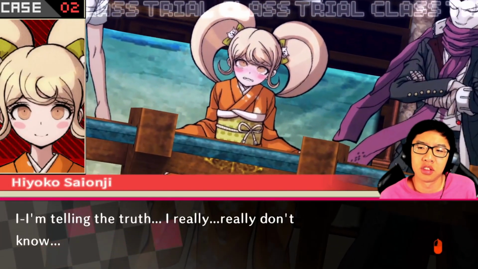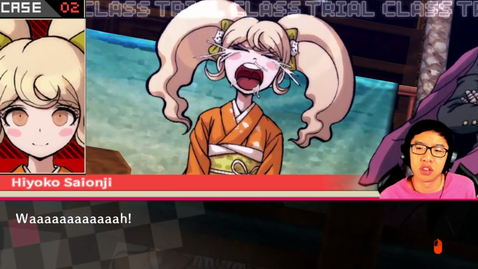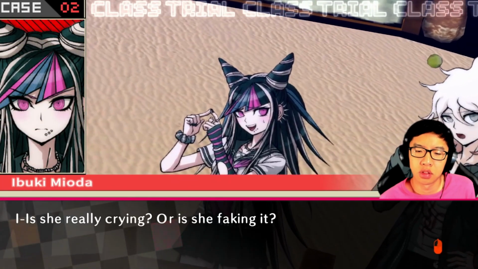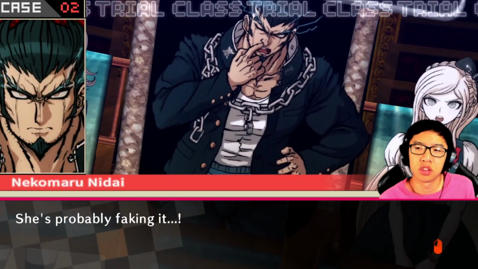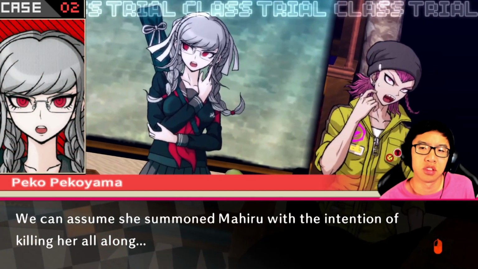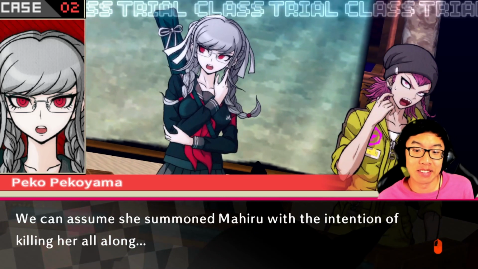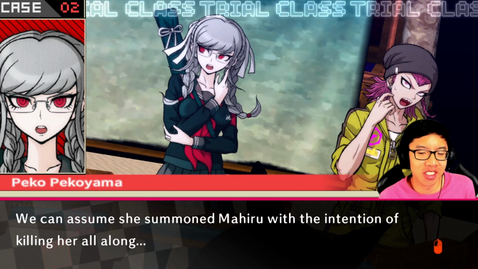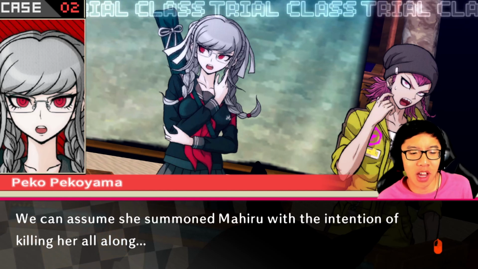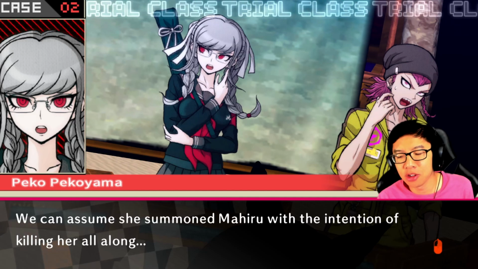I really don't know. Is she really crying? Or is she faking it? She's probably faking it. We can assume she summoned Mahiru with the intention of killing her all along. See, Pekko's leading this case right now. Maybe it is her. Because, you know, usually you don't find out who did it within the first hour. The first few people that are accused are usually not it.